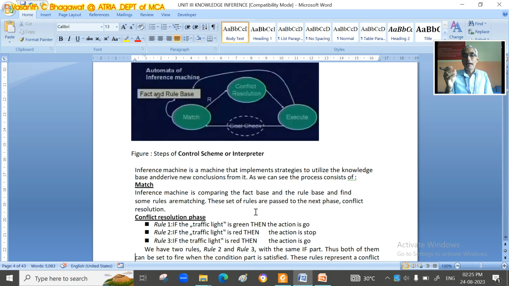So matching is nothing but comparing the facts in the knowledge base with the rules. If a rule matches, then we go to the next step, and these sets of rules are passed to the next phase. Once a rule matches our current state, the knowledge base and the database, it goes to the next stage. Once the matching is done, it goes for conflict resolution.